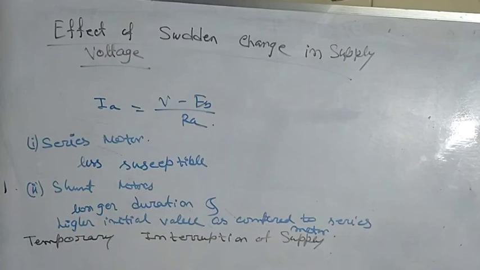Now, if the supply is interrupted briefly and is restored at full value, there is a characteristic difference in the operation of DC series and shunt motors. Because of high time constant of field winding of shunt motor, and because it is connected across the armature, the back EMF during interruption is maintained even though it is decreasing. But in case of series motor, the back EMF ceases to exist.